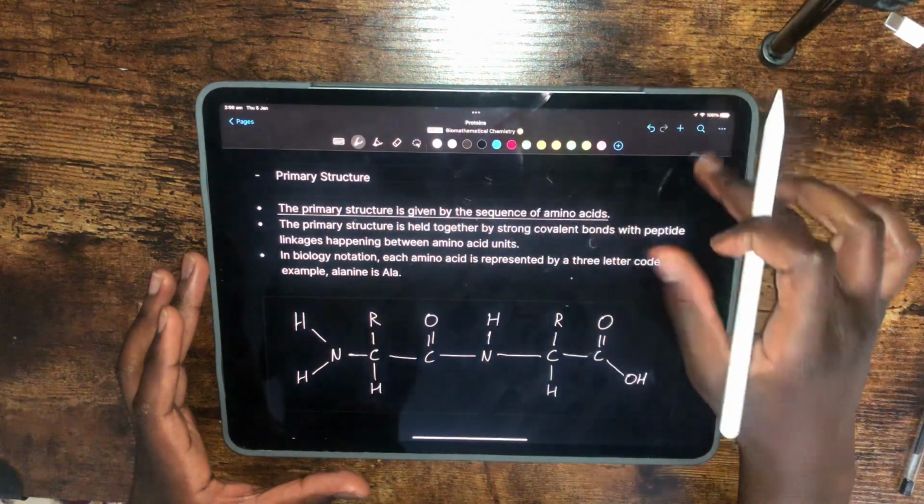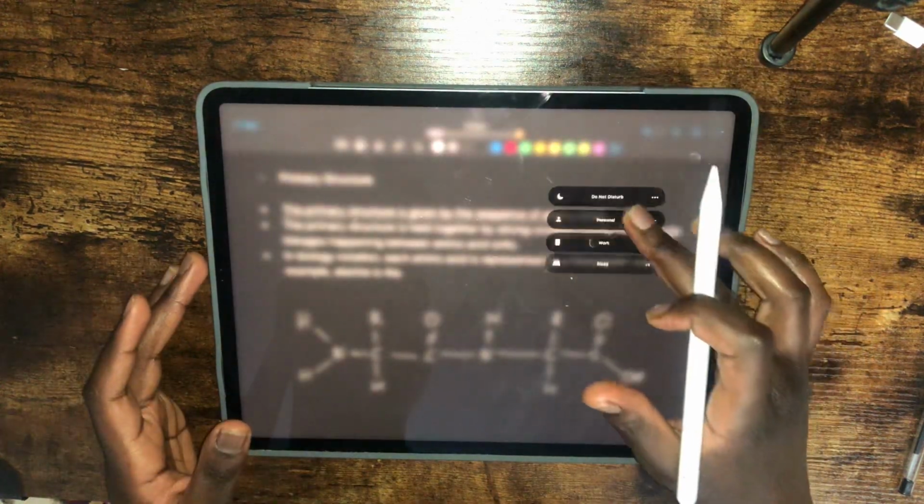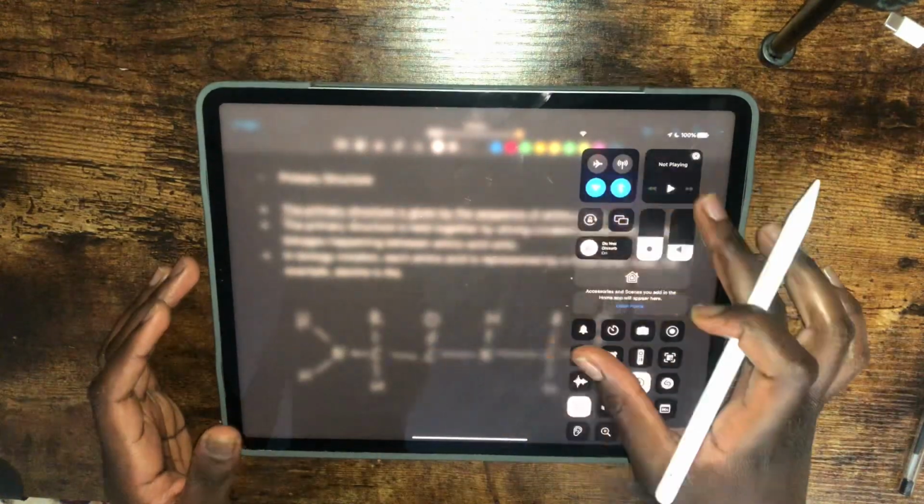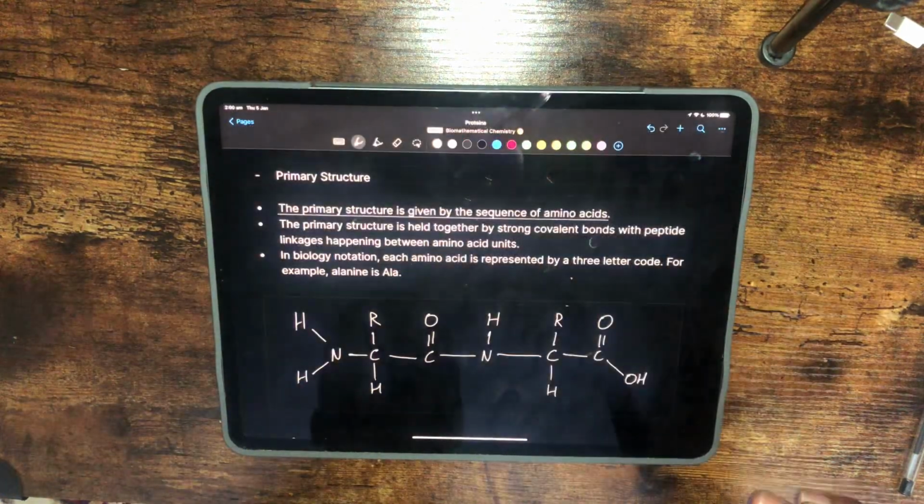Oh, forgot to turn this off. I always forget. It wouldn't be a video of mine if I didn't forget to put on Do Not Disturb mode, isn't it?